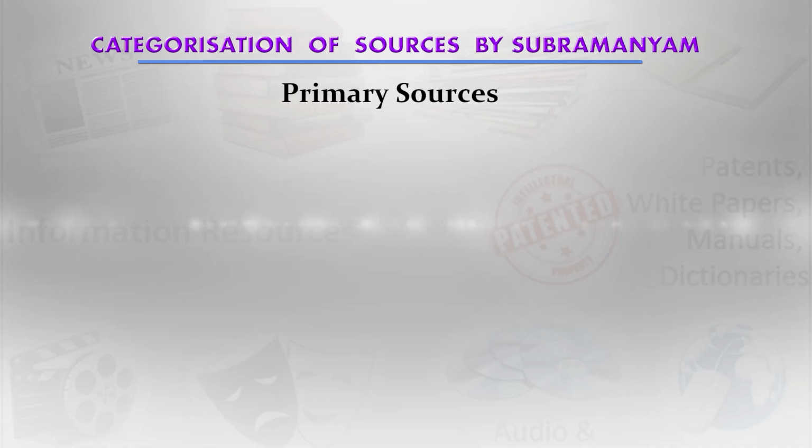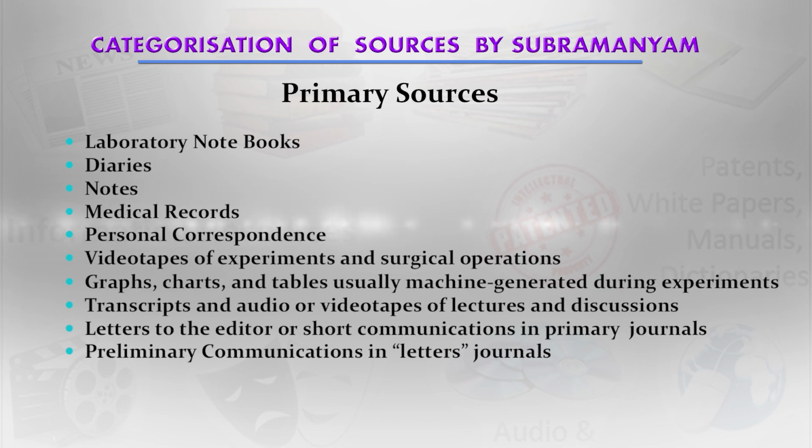Then the next categorization which we are going to discuss is given by Subramaniam. His first categorization is of primary sources. Here he included laboratory notebooks, diaries, notes, medical records, personal correspondence, videotapes of experiments and surgical operations, graphs, charts and tables, usually machine generated during experiments, transcripts and audio and videotapes of lectures and discussions, letters to the editor or short communications in primary journals, preliminary communications in letters journals. So, this is the categorization as provided by Subramaniam in primary sources.